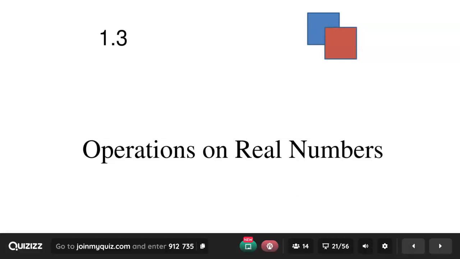So, yesterday we talked about all the different types of real numbers that we'll see. Today we're going to talk about our operations on those numbers. That's addition, subtraction, multiplication, division. Tomorrow we'll get into exponents and some basic roots as well. So, these are basic operations on real numbers.